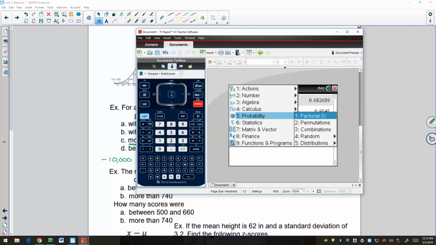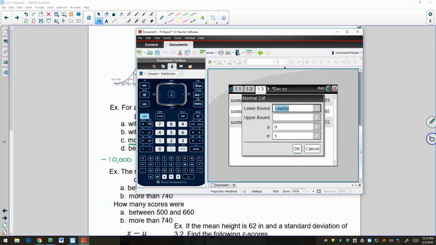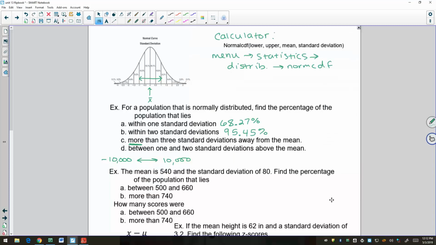So we could be 3 on either end. Statistics, distributions, normal CDF, we could be from -10,000 up to -3. That's also 0.135%. So now if you do 0.135 plus 0.135, that is about 0.27% for being more than 3 away, sorry, not less than 3. So it was really 0.135 plus 0.135, 0.27%.